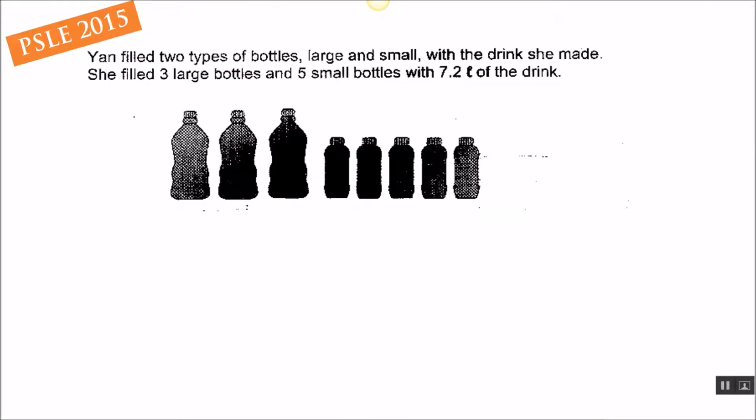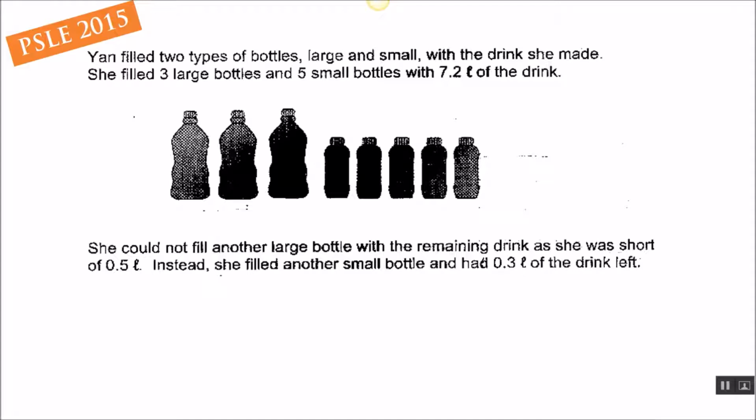In this question, Yan filled two types of bottles, both large and small, with the drink she made. She filled 3 large bottles as shown in the diagram over here and 5 small bottles with 7.2 liters of the drink. Now moving on to the next part of the question, she could not fill another large bottle with the remaining drink as she was short of 0.5 liter.